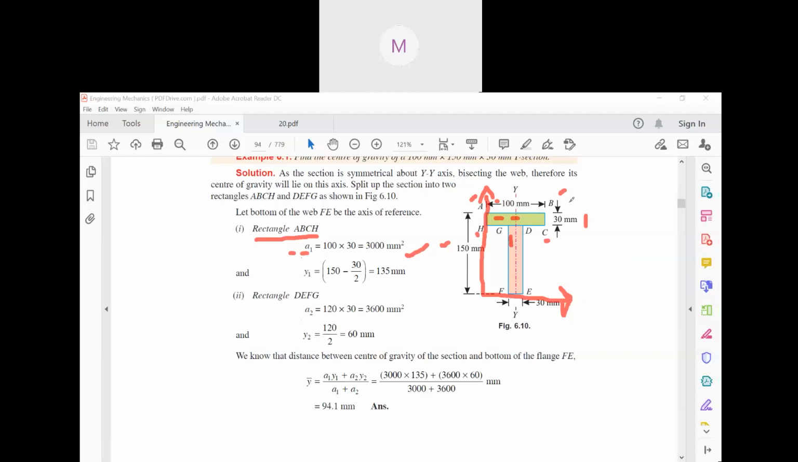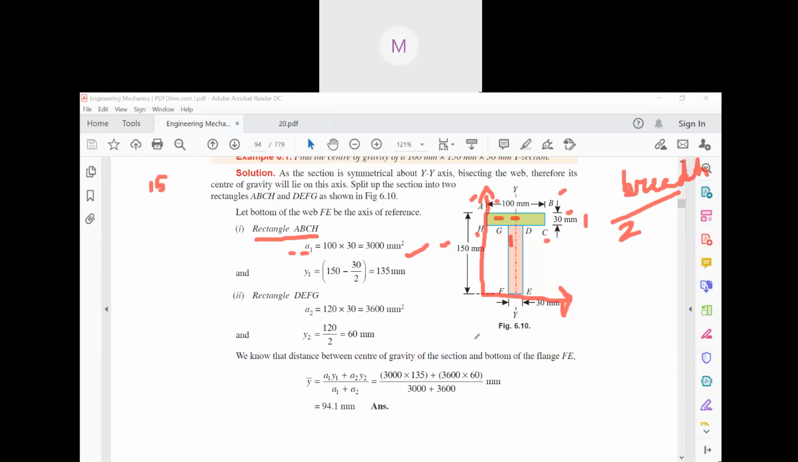Now from the last class we discussed, the center of gravity of a rectangle is what? In the y direction it is breadth divided by 2. So if it is breadth by 2, then what will happen? Breadth is how much? 30, and you have to divide by 2. Now the main trick comes here. Fine, you got it. 30 divided by 2 is 15. Now the main trick comes here.